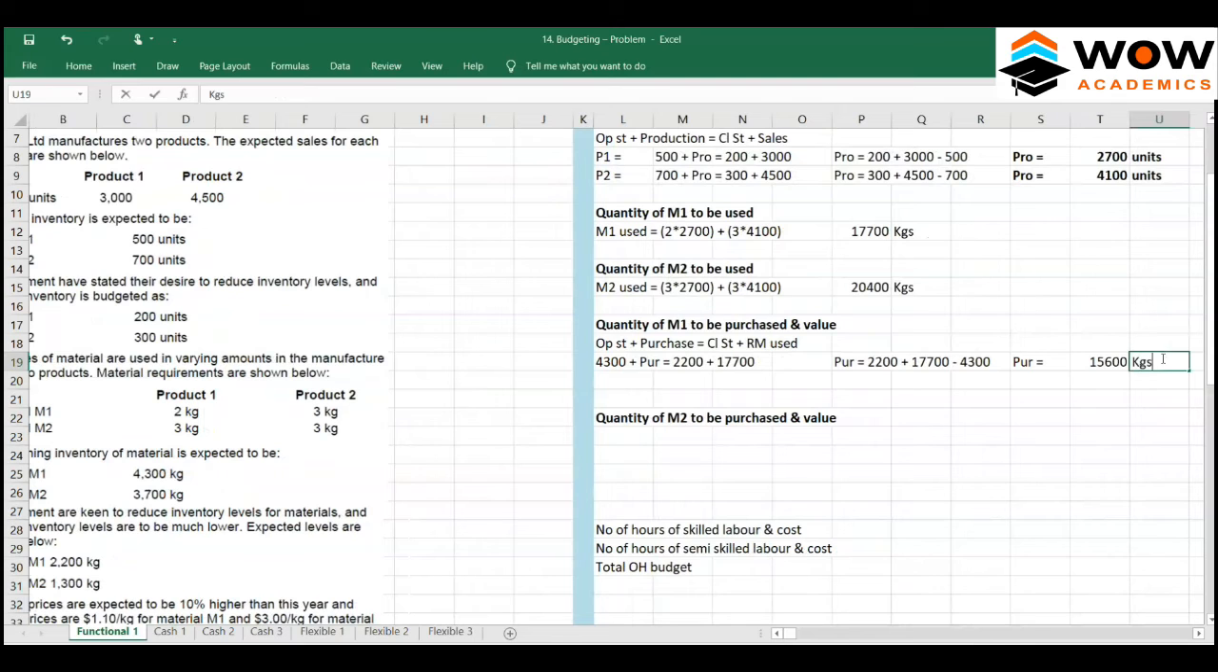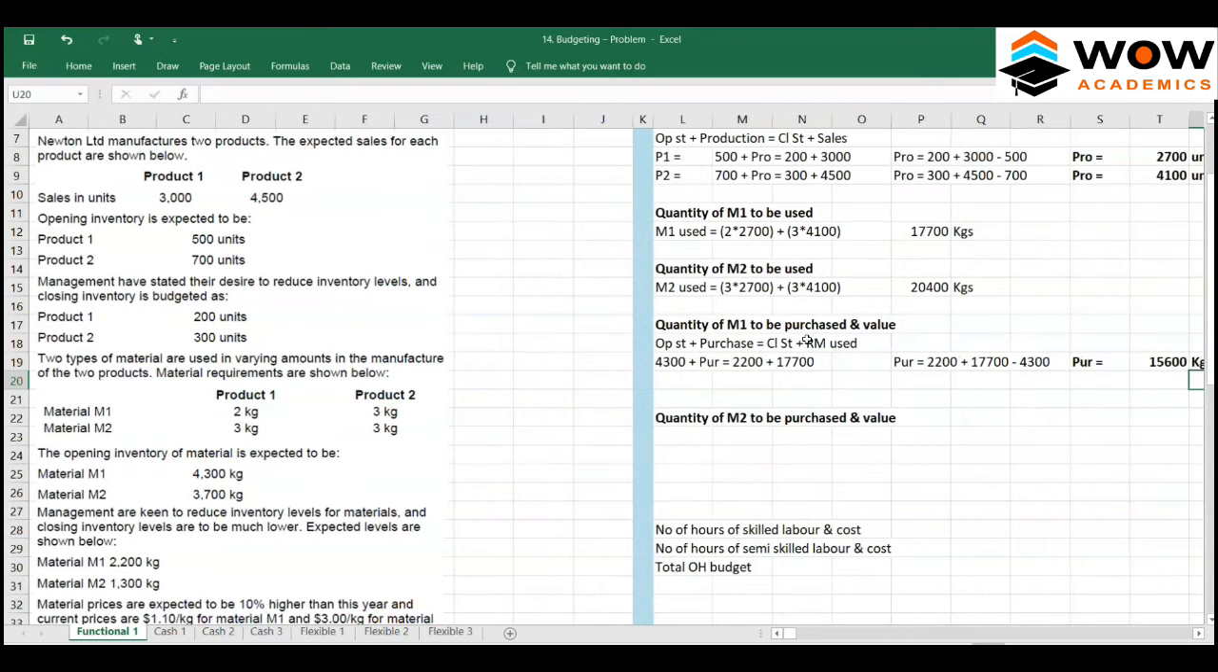So this gives us the purchase. This is the total number of kgs that we have to purchase. Because we have some opening stock, but we want some other closing stock, and we are also going to use this raw material. So how much raw material is to be purchased, we get through this kind of formula basis. And they're also asking what is the value of it.